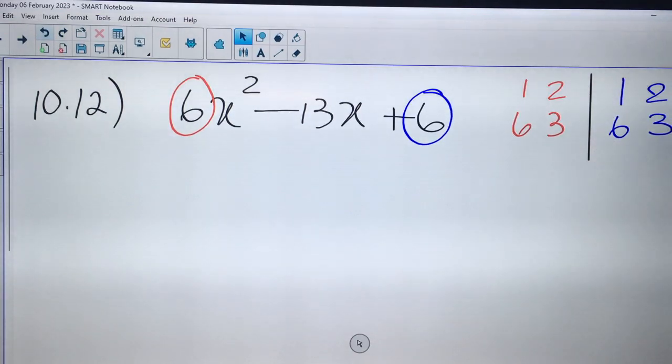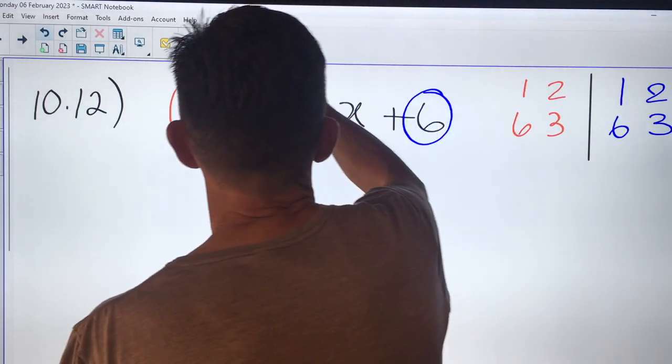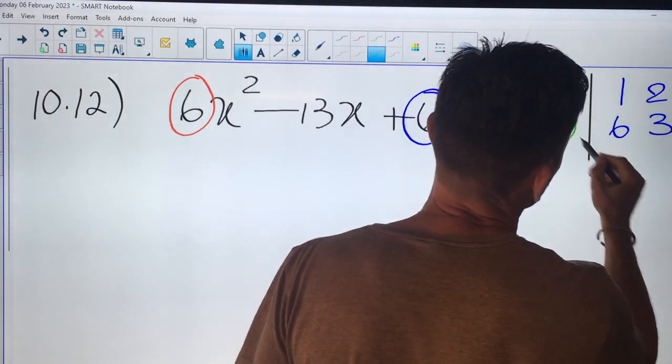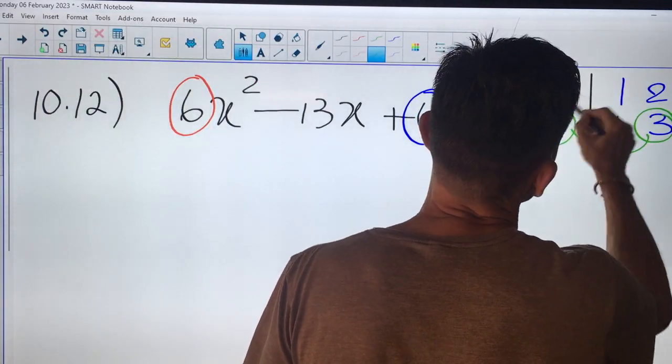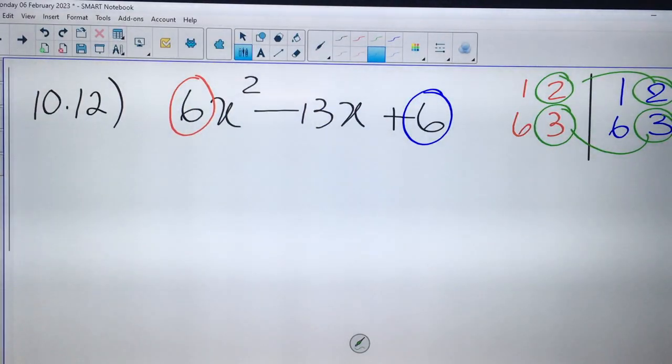3 times 3 is 9. 2 times 2 is 4. 9 and 4 will give us 13. So it's a lot of reasoning that you have to follow here. That will give me 9, and that will give me 4. 9 and 4 will give me 13. So really a lot of practice will go into getting this right.